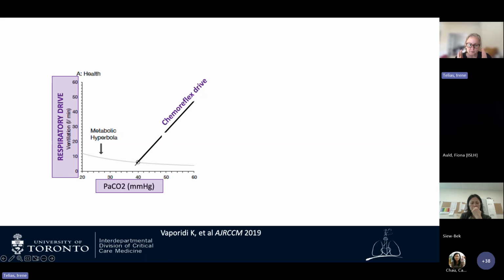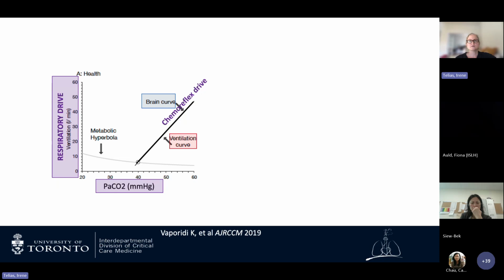For the purpose of what I'm going to explain now, we will forget about this metabolic hyperbola, and we will focus on the direct relationship between a certain level of CO2 and how much this CO2 stimulates the respiratory drive. So the higher the CO2, the higher the respiratory drive.